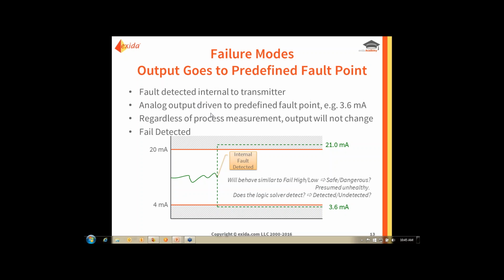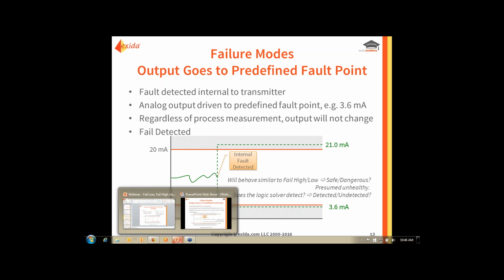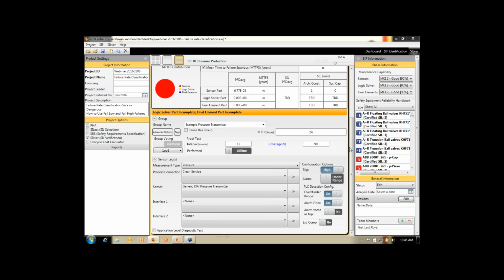Another question: did the alarm filter selection actually change the calculation? Alarm voted as strip will be the only trigger for changing the calc. Actually, the alarm filter does change it, and let me show you. Let's turn it off.